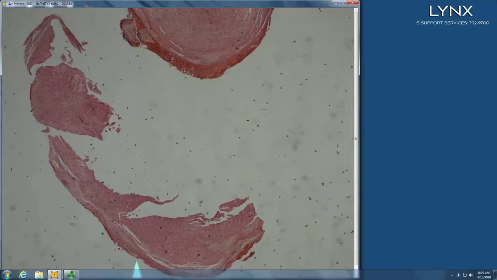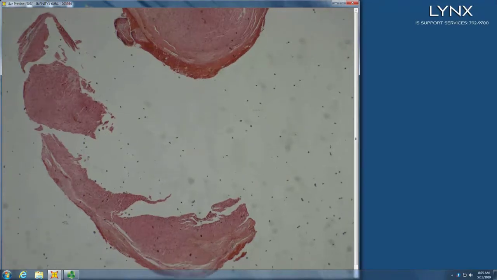Encapsulated, and you have a crescent-like zone of subcapsular edema. You can make it out a little bit there, crescent-like zone of subcapsular edema in a round ball. It's a schwannoma. Schwannoma. So it's all scan diagnosis.